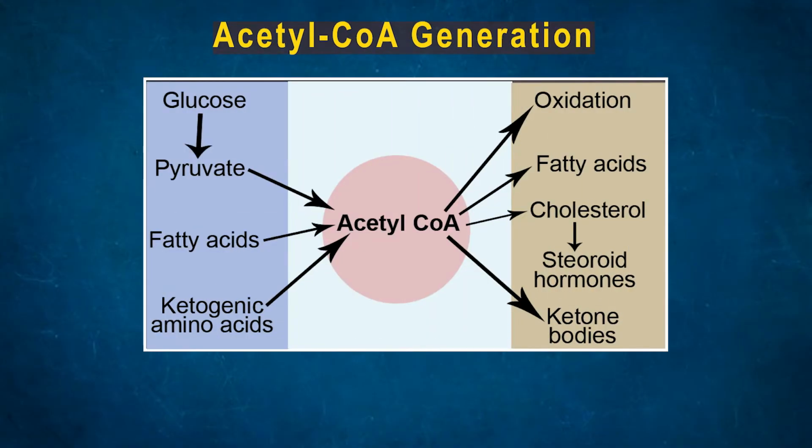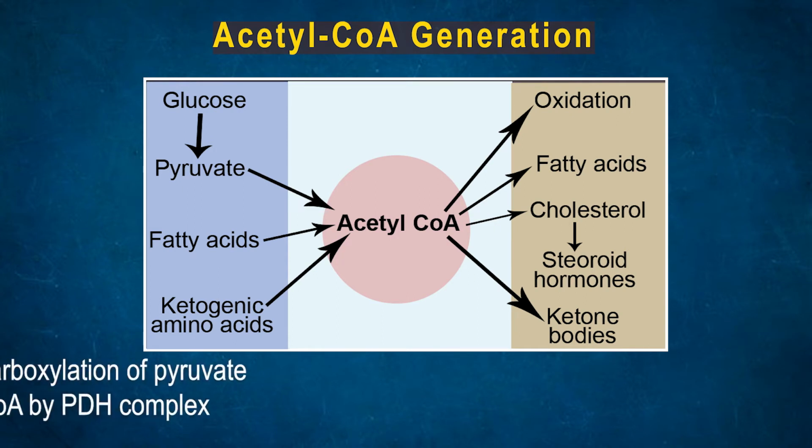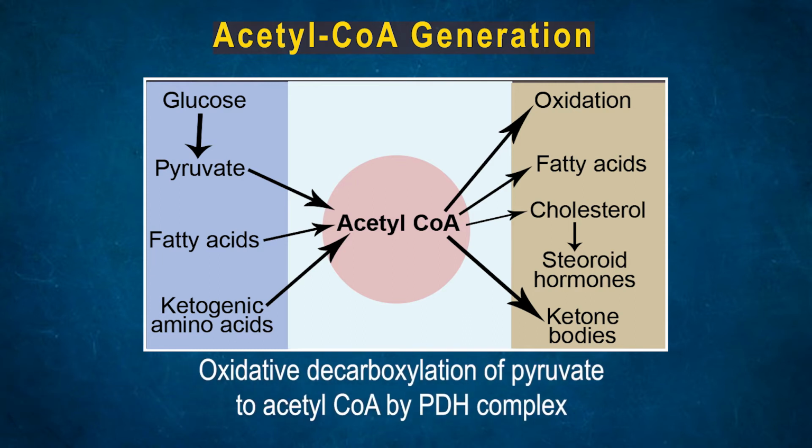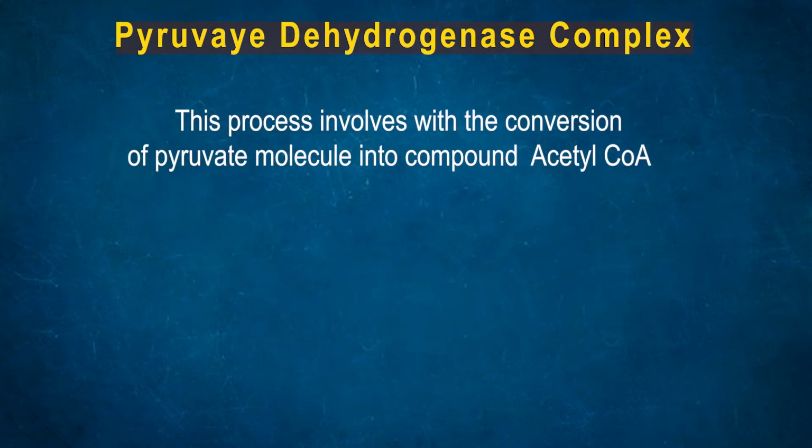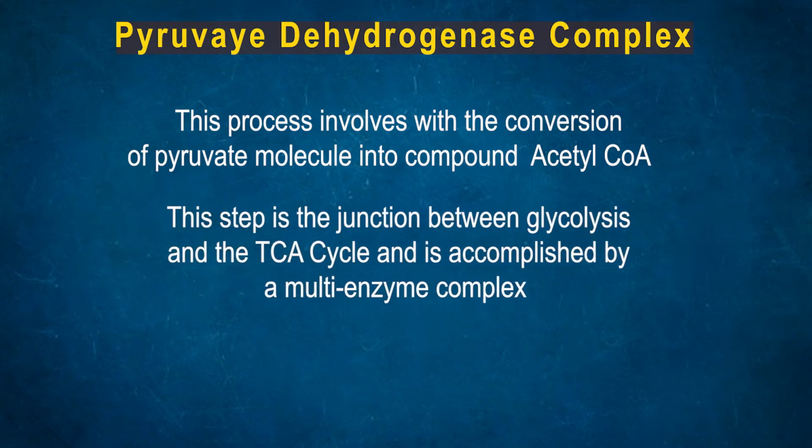Reaction of the TCA cycle. What I have already told: acetyl-CoA will condense with another metabolite to produce citrate. Now, this acetyl-CoA will be generated from pyruvate via the pyruvate dehydrogenase complex. So, oxidative decarboxylation of pyruvate to acetyl-CoA will be done by the pyruvate dehydrogenase complex. This reaction, the conversion of pyruvate to acetyl-CoA, is a junction between glycolysis and the TCA cycle.